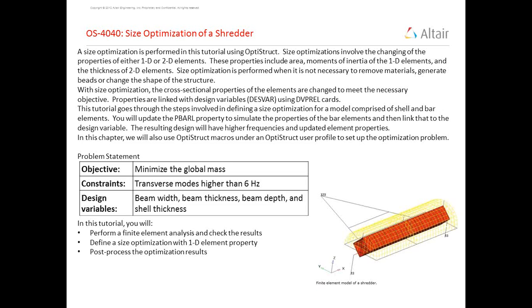So the problem statement is to minimize the global mass. My constraint is to transfer modes higher than 6 Hz. My design variables are beam width, beam thickness, beam depth, and shell thickness. So in this tutorial, we will see how to perform a finite element analysis and check the results, define a size optimization with 1D element property, and post-process the optimization results.